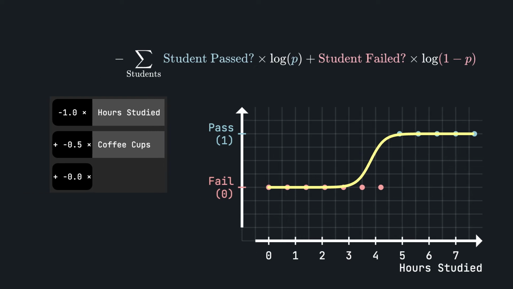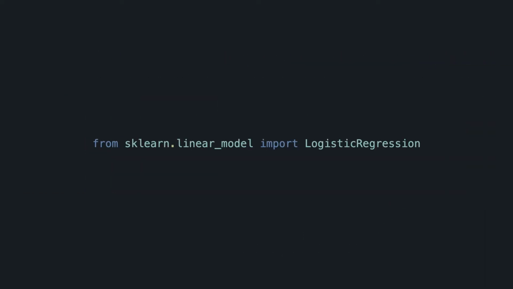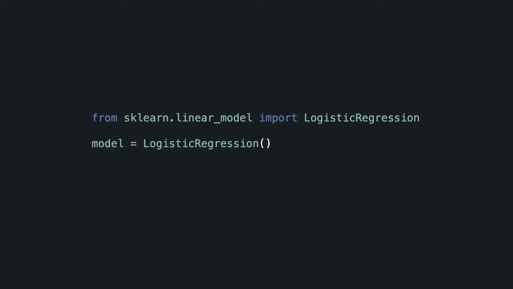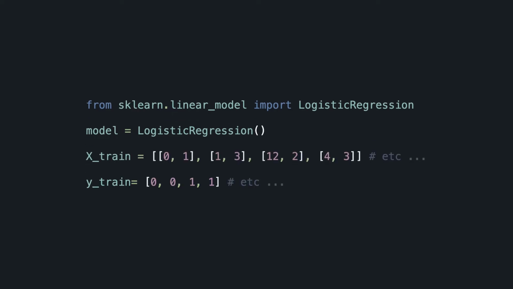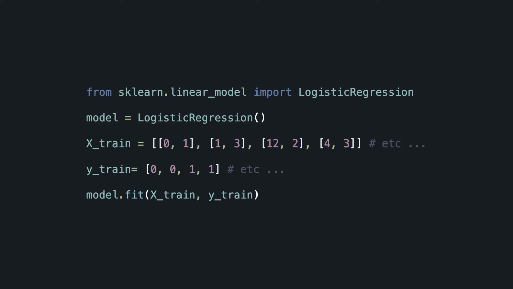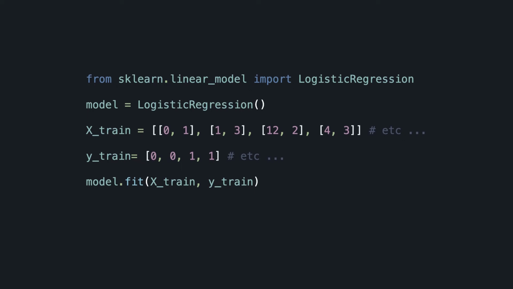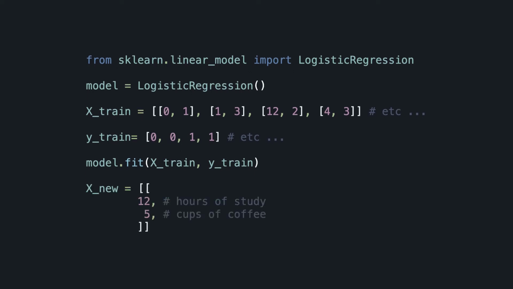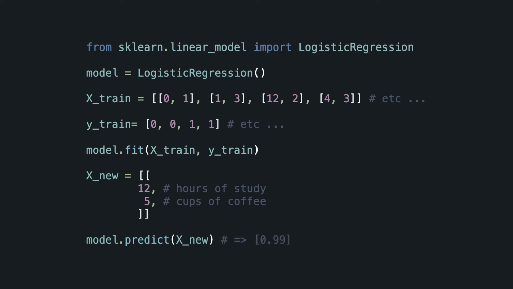You import the scikit-learn library, declare your model, your data and your labels, and call the fit function to train your logistic regression model. Once the model is trained, we can use it to classify new data points. For example, we can pass in the data for this poor student that has been studying for 12 hours and consumed 5 cups of coffee, and it will return a number between 0 and 1, which represents the probability of passing the exam. And as one might expect for this hard-working student, this number is very close to 1.